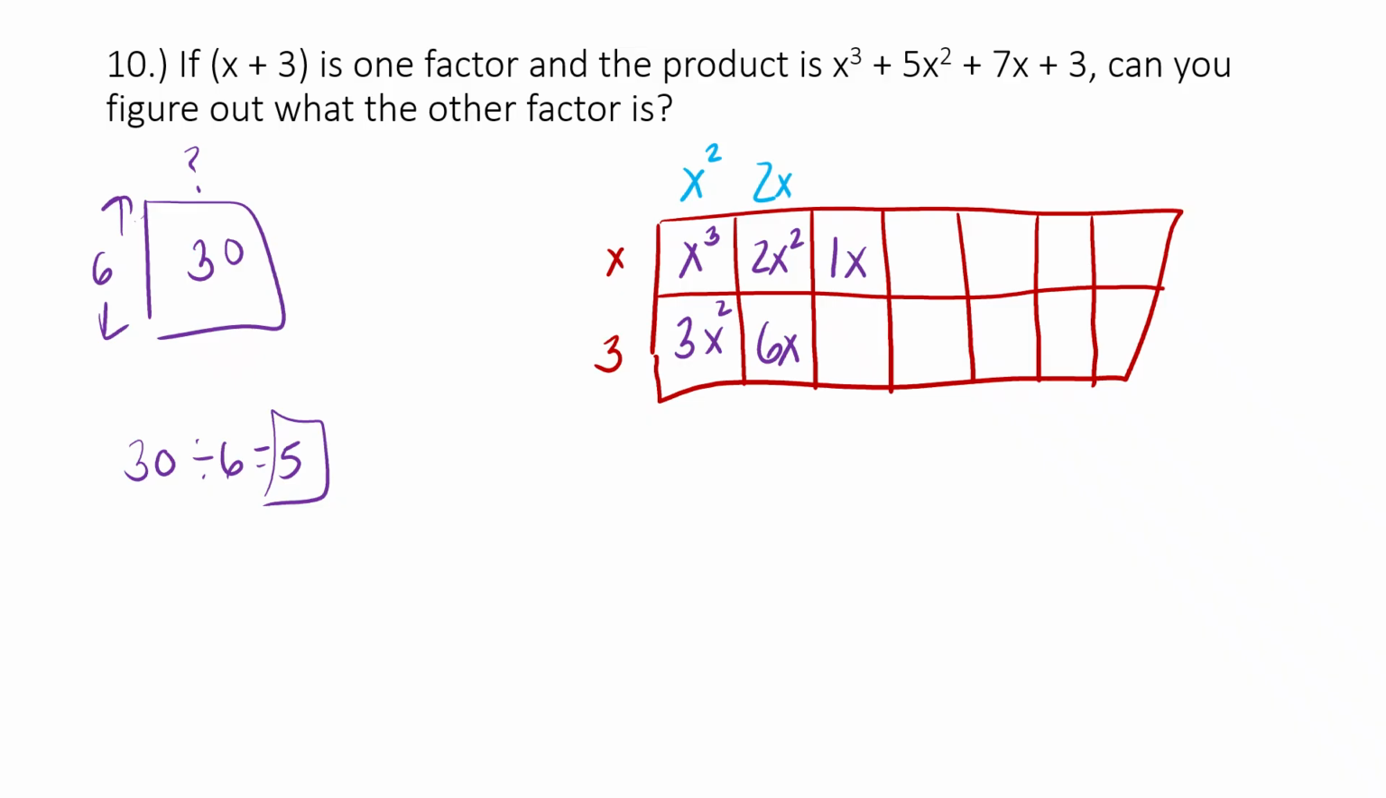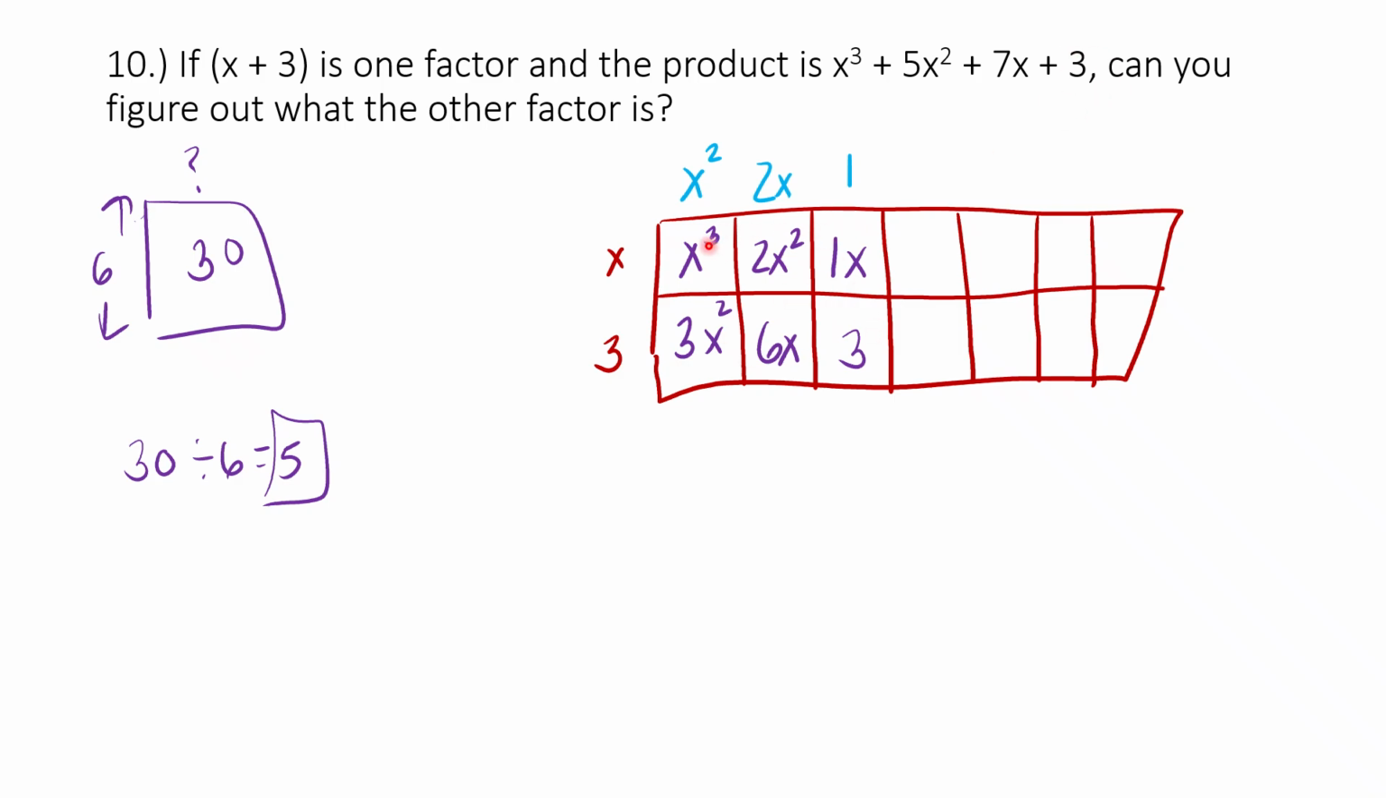And now I can do this again. So I've got the area, I have the height, what is the width? So x times what would give me 1x? That's going to be 1. And now that I have that, I could find this area. 1 times 3 is 3. And that actually matches what I know I want to have.